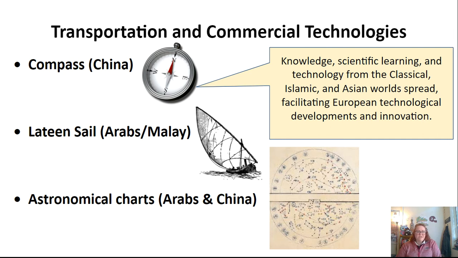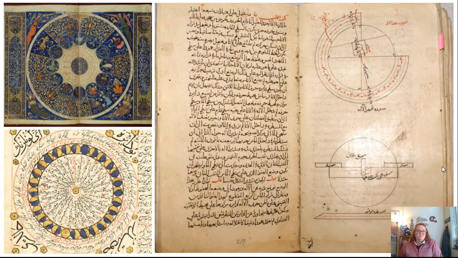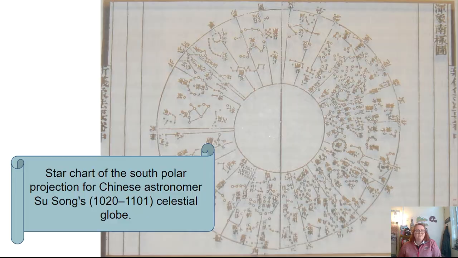So here you have the compass from China. We have the Latin sails that were from the Arabs or from the Malays, and then you had astronomical charts that were taken from Arabs and the Chinese and improved upon to be able to give Europe the ability to explore.